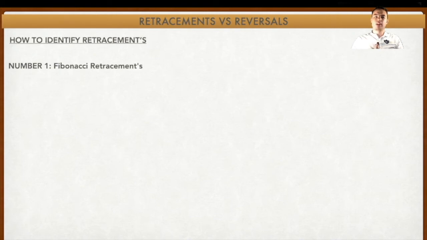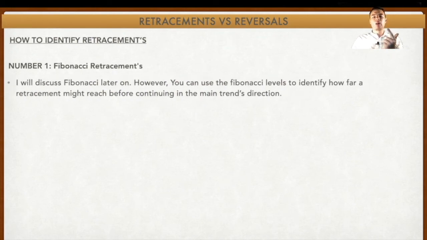Now, how to identify retracements? The first one is Fibonacci. There's a section on Fibonacci explaining what it is, and in the paid course I explained how I use it, but the Fibonacci lesson in this course is just as good. You can use your Fibonacci levels to identify how far a retracement will go. If it goes past 100%, it's a reversal. But if it goes to the 23.6%, 38.2%, 50%, 61.8%, 78.6%, whatever percentage within the Fibonacci, then you know it's most likely going to be a retracement and not a reversal.